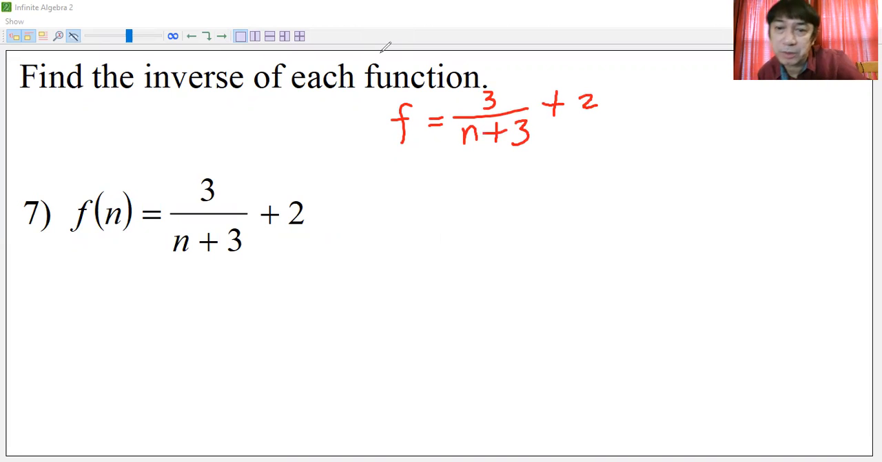Remember, the first step is to exchange the letters or interchange. That will be a swap. This becomes n, and the n becomes f, like this.